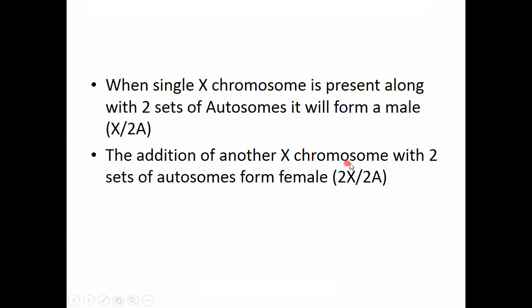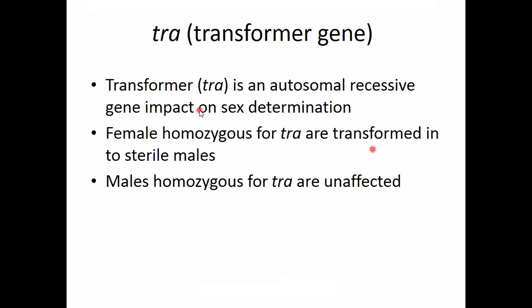The addition of another X chromosome with two sets of autosomes forms a female. So if two X chromosomes are present along with two autosomal sets, the answer is 1. And if the answer is 1, it will form the female. So which basic genes are participating in the sex determination of Drosophila?